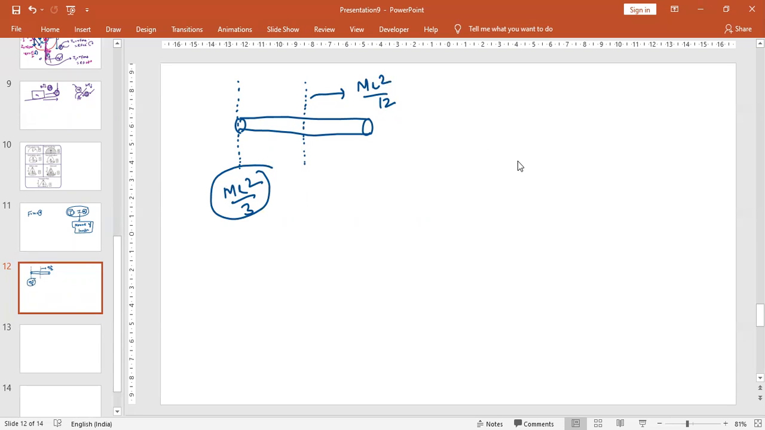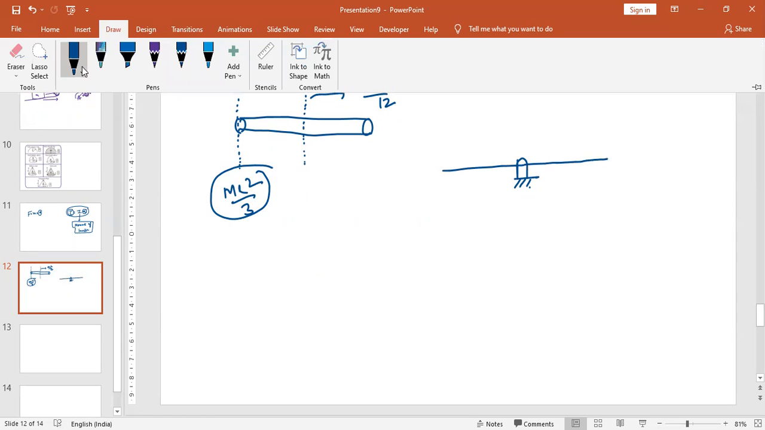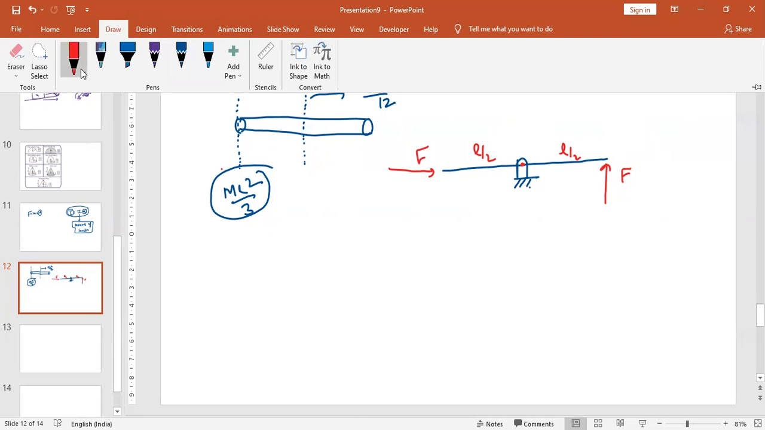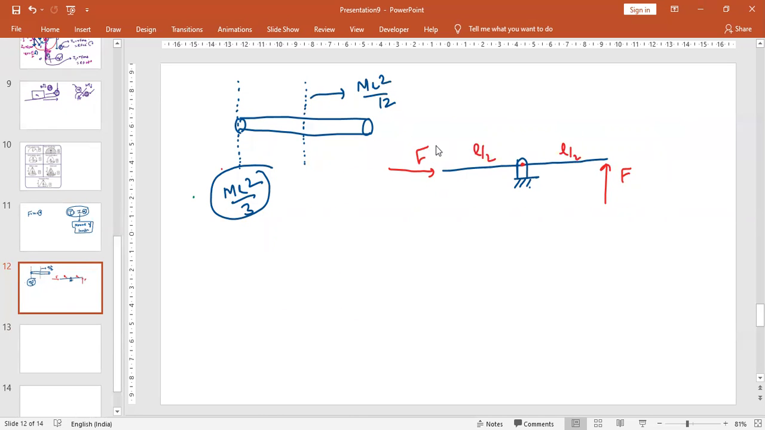Okay, so suppose I ask you that I have a hinge like this, and suppose this length is L by 2, this to be L by 2. Suppose one force is being applied like this and another force is being applied like this. So my question is, what will be the angular acceleration of the rod? So first, find out the net torque acting on the system. Remember, if you extend this force, then it will pass through the point about which you are calculating the torque. So torque of this force will be 0.